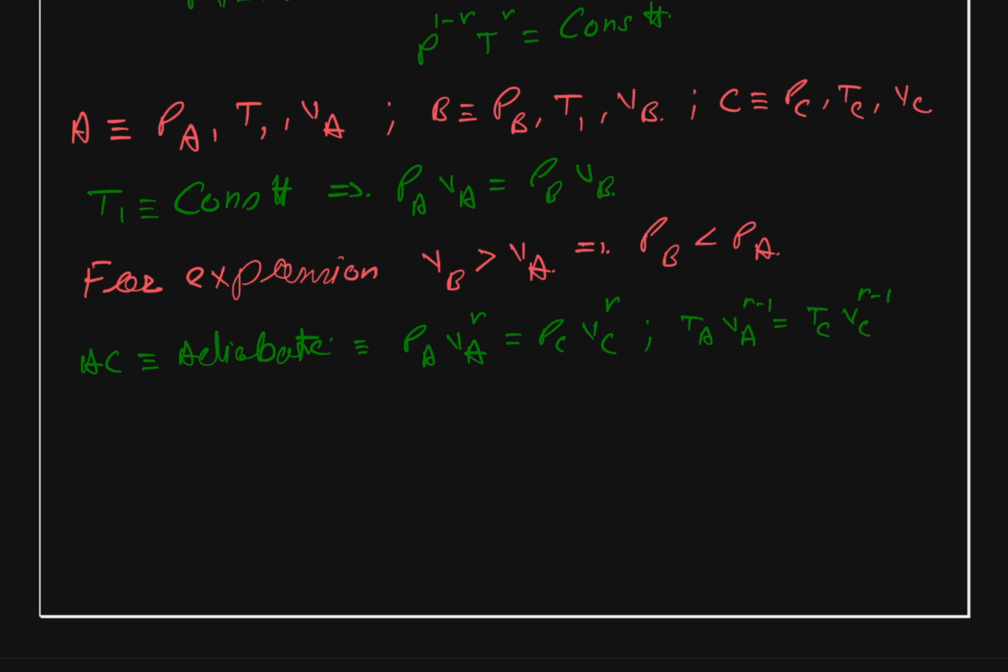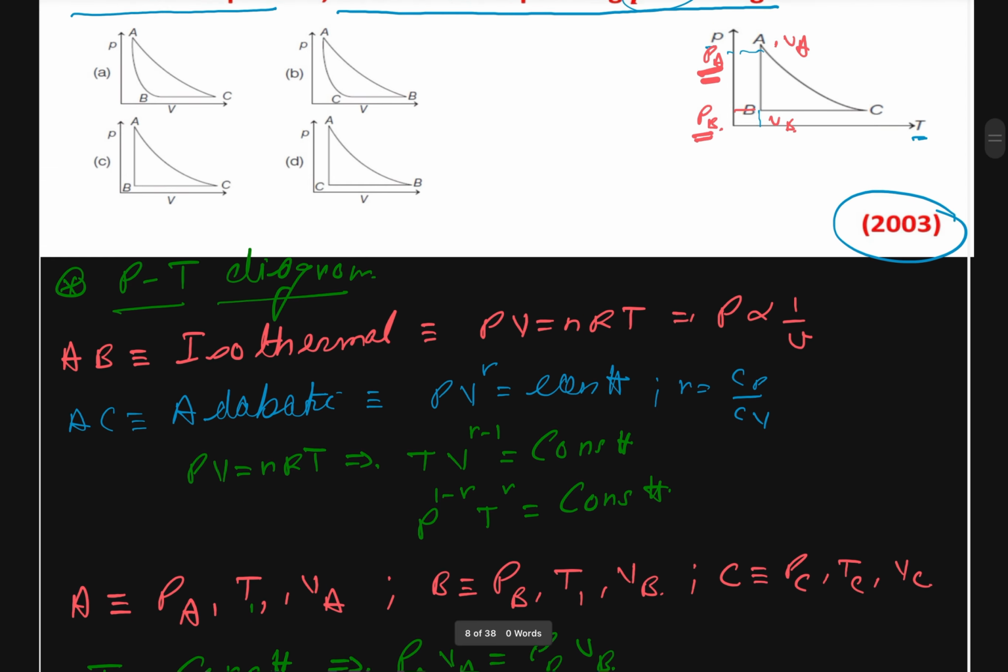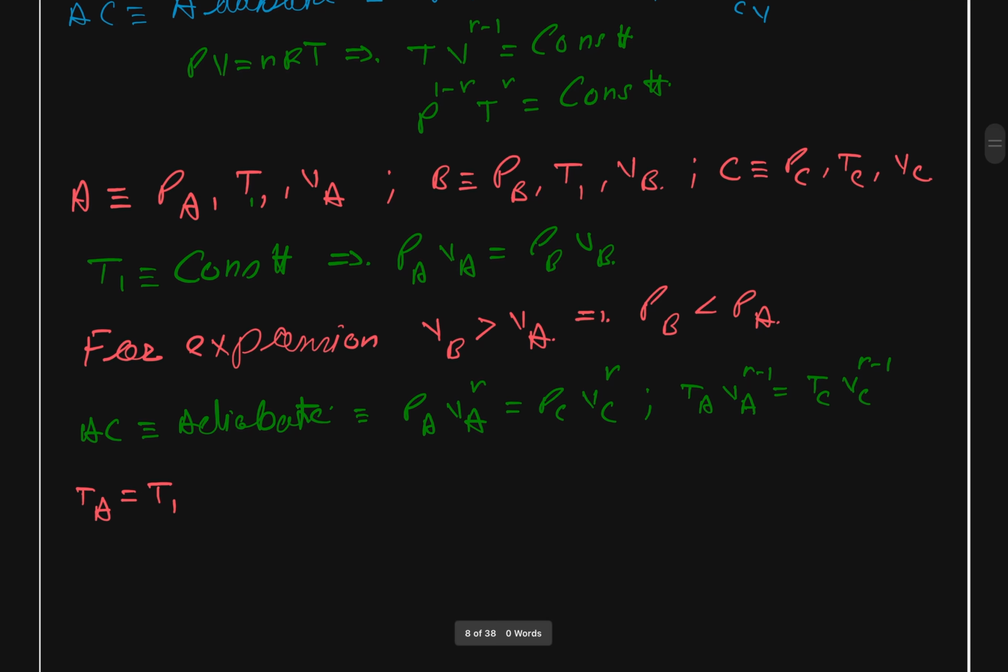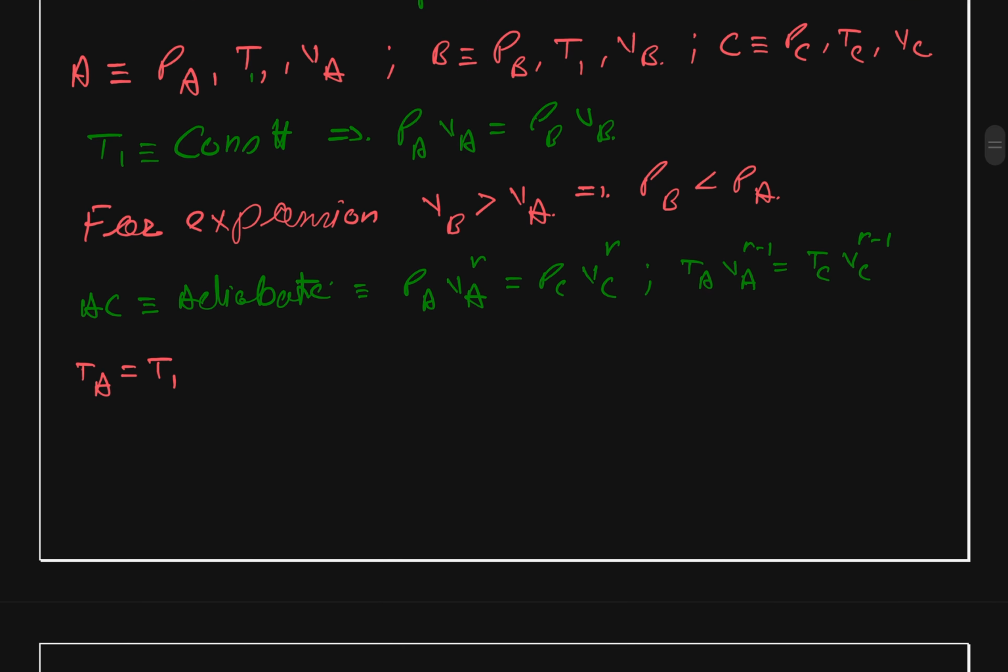and we have assumed that at A temperature is T1, so we can say that our TA is equal to T1, and this is our temperature T1 and this is temperature TC. So from here we can say that our TC is greater than T1.